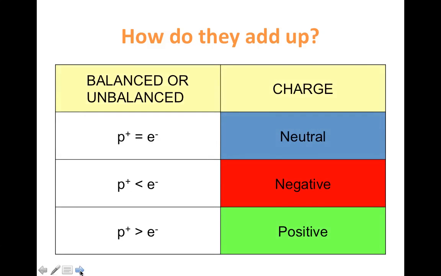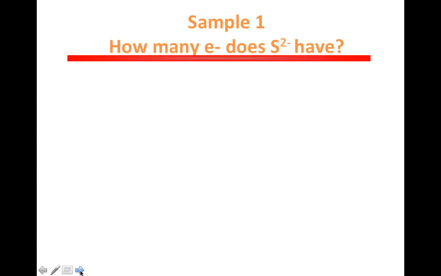Here's how they add up. If protons equal electrons, we say it's electrically neutral. If protons are less than electrons, we say it's negative in charge, and if protons are greater than electrons, we say it's positive. So here's a sample problem.